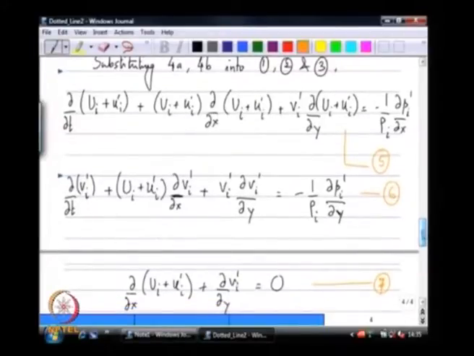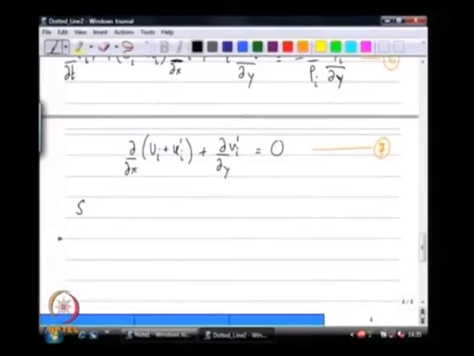Now, this capital Ui is basically u1 and u2, those are not changing with x, y or time. The prime quantities are allowed to change with x, y and time in fact. So, we can simplify 5, 6 and 7 using that.